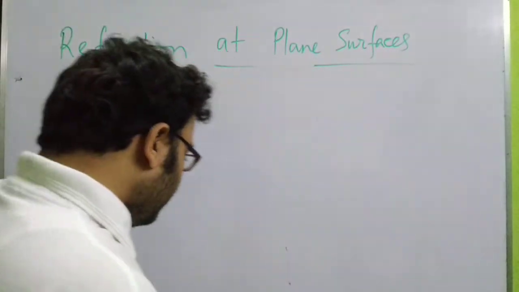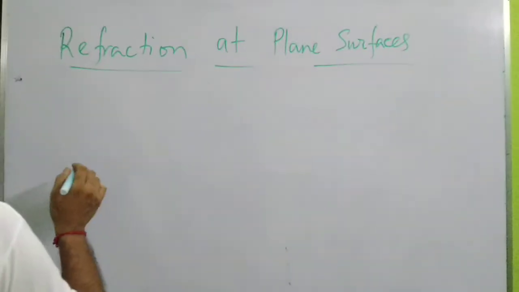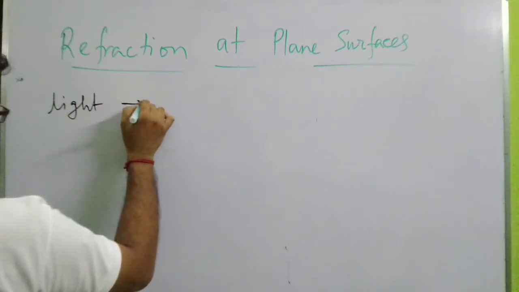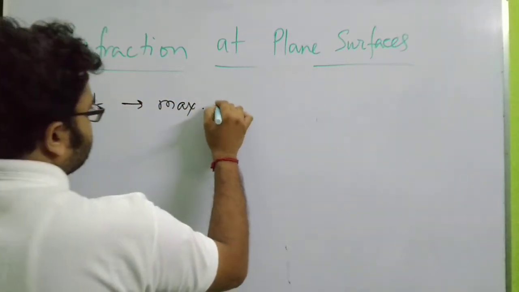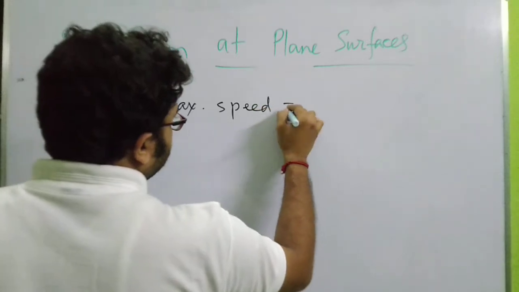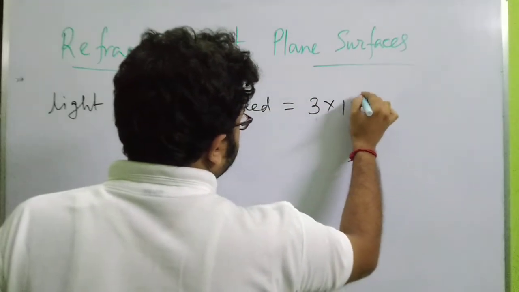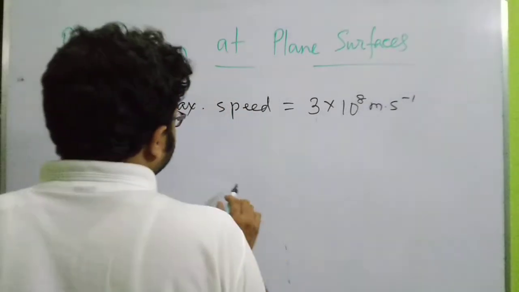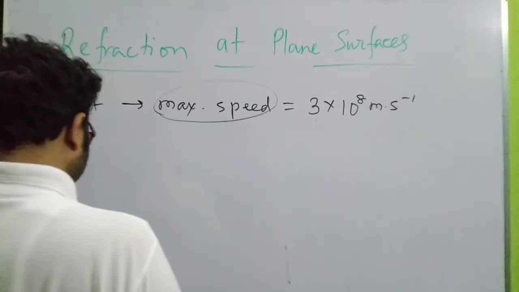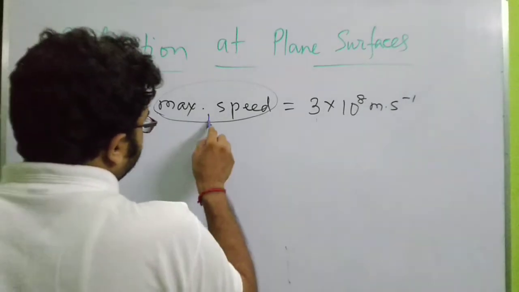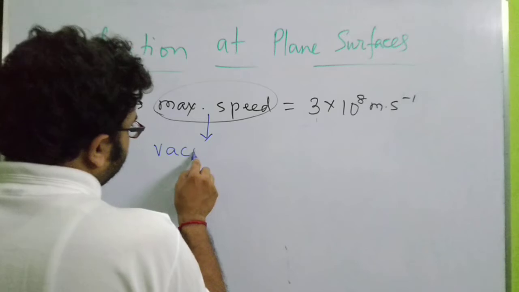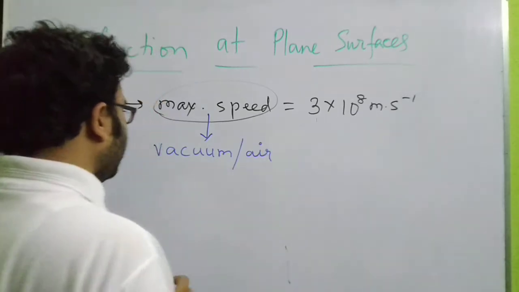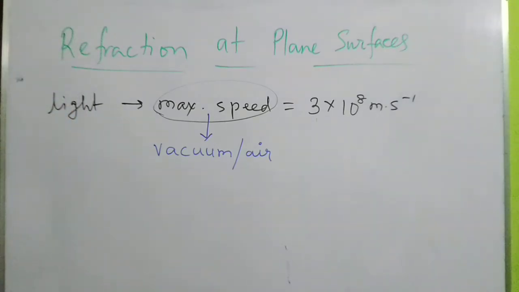What is that problem? You know that light has a maximum speed of, what is the value? Do you know? Maximum speed of 3 into 10 to the power 8 meter per second, and this speed is obtained in which medium? I think if you remember, this is obtained either in vacuum or we can also say in air, isn't it? Either in vacuum or in air. Fine. So this is the maximum speed.